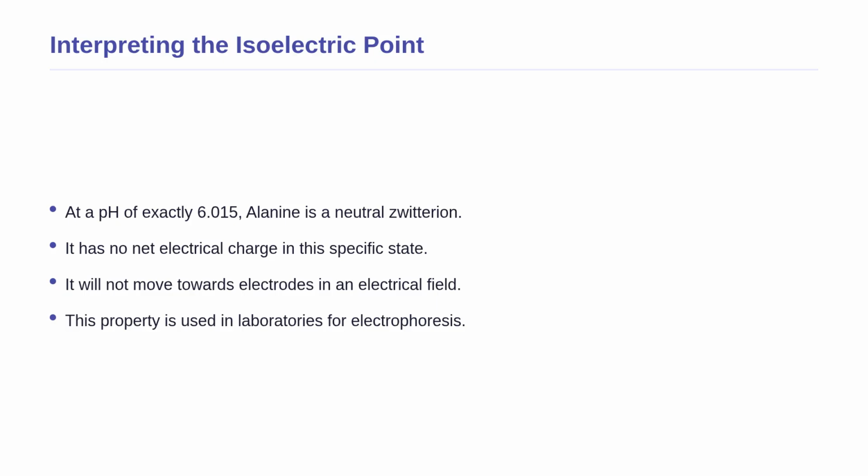Now that we have calculated the isoelectric point for alanine, let us understand what this number actually means in a laboratory setting. As we found, at a pH of exactly 6.015, alanine exists as a neutral zwitterion with no net electrical charge. Because it is completely neutral, if you place it in an electrical field, it will not move towards either the positive or the negative electrode.